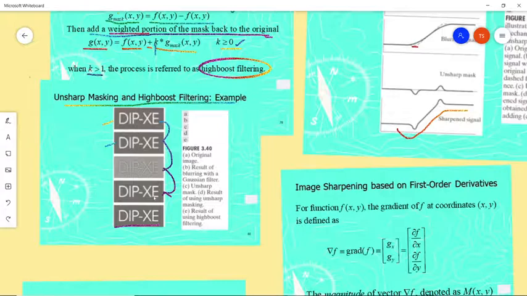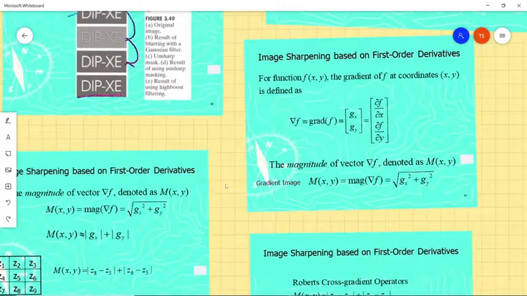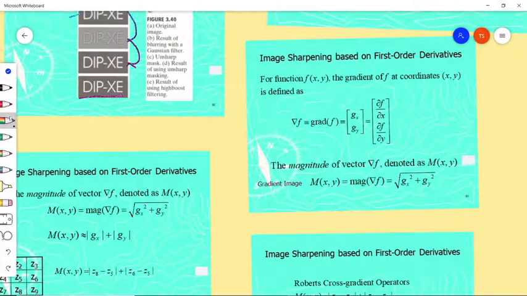Now we will discuss some other filtering operations like the Sobel gradient, those sharpening by first order derivatives. So image sharpening based on first order derivatives. We know this is the function. For this function, the gradient, don't take gradient to mean some other complex meaning. A gradient means a small part of the image.